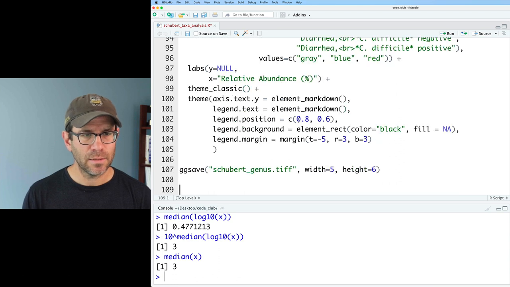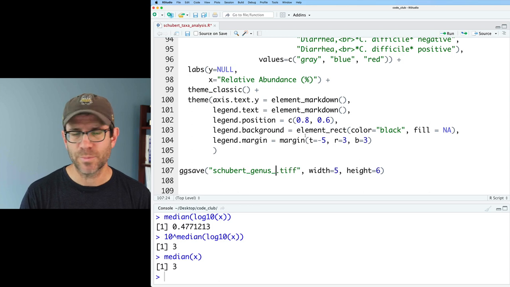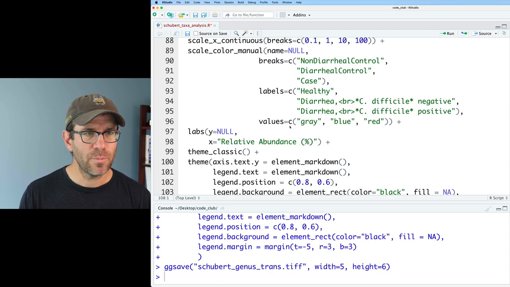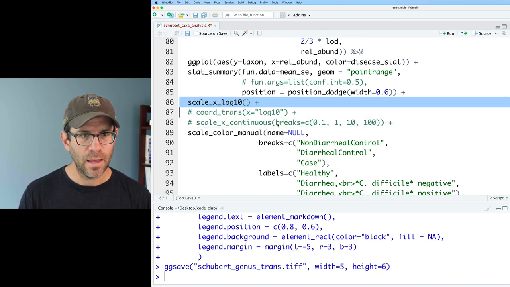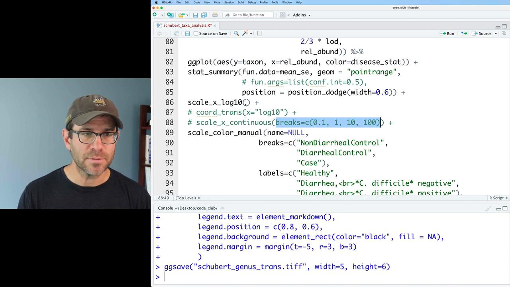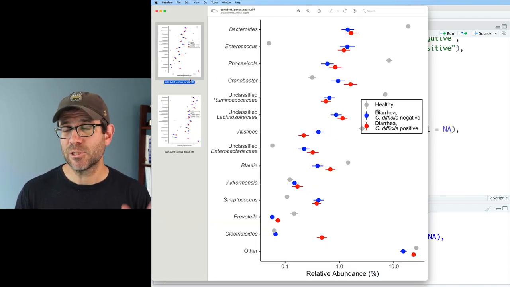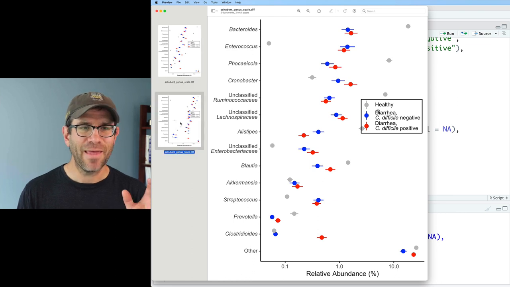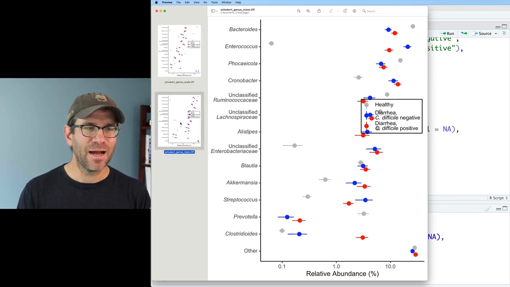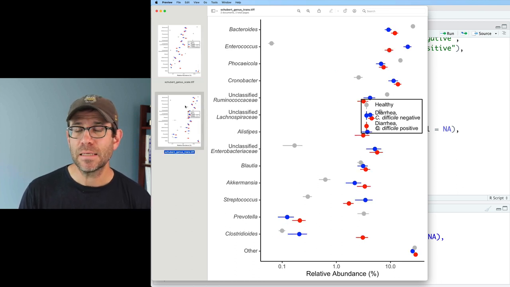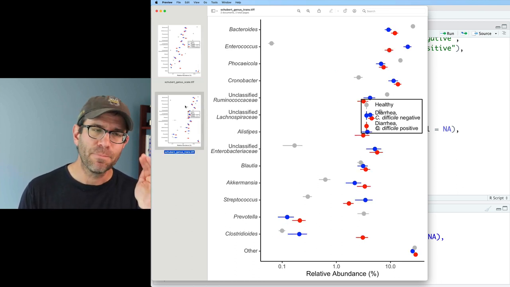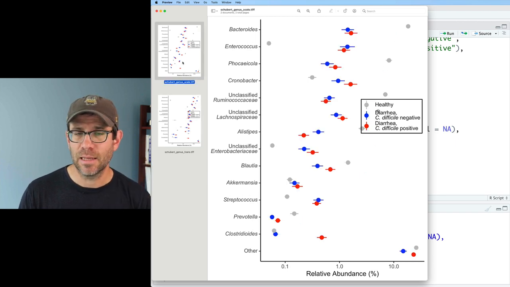And let's go ahead and assign this to Schubert genus, and this was my coord trans. And let's go back and look at what would happen if we did scale x log 10 instead. And again, I'm going to use the same breaks, so we're making a more apples to apples comparison. So this is the depiction using scale x log 10. And this is using the transformation, the coord trans. The alignment of the x-axis isn't perfect, but you can hopefully see there are really big shifts in the data when we're using coord trans versus scale x log 10.